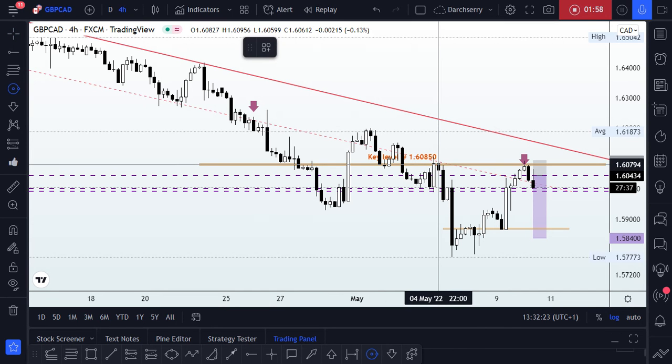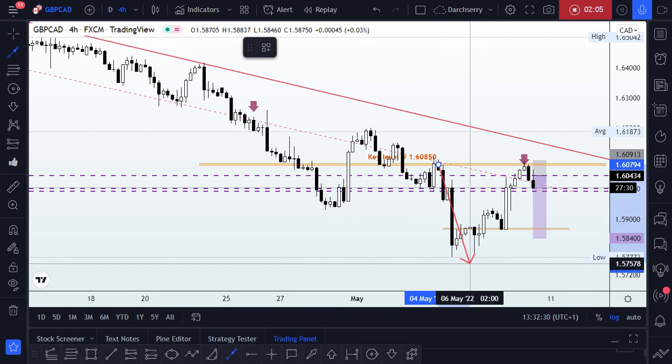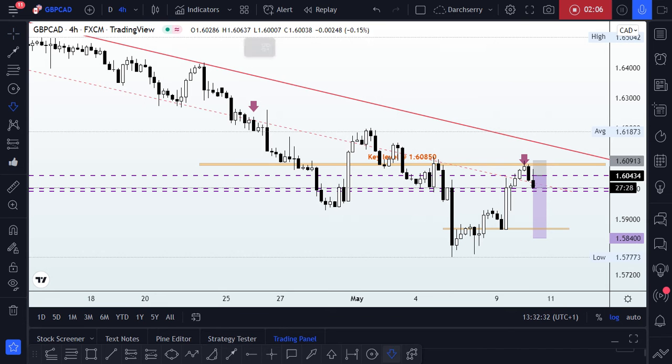Now we have a rejection of this area earlier this month as we saw sellers pushing price to the downside strongly from that level. Now we are at that same level again, and from this point, I'm thinking a key level will be solid at this point. So that's why we identify this key level at 1.60850.